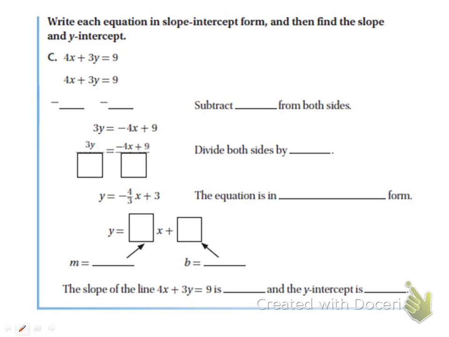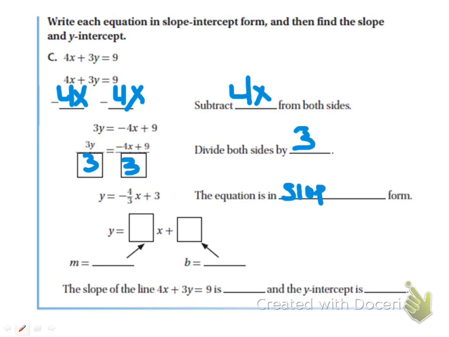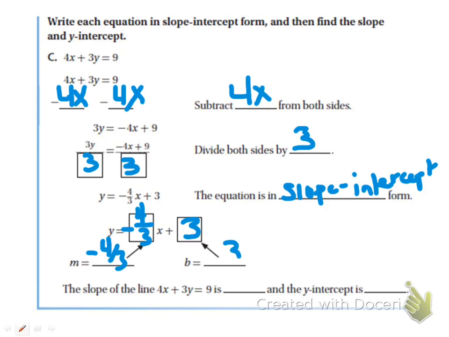Okay, looking at letter C, now we have to do the same thing. So we're going to subtract 4x from both sides. So now we have 3y equals negative 4x plus 9. To get y all by itself, I'm going to divide each side by 3. Whatever I do to one side of the equation, I have to do to the other. So now the equation is in slope-intercept form. I'm going to rewrite this as y equals negative 4/3 x plus 3. So my slope, m, is negative 4/3 and b is 3. So my slope is negative 4/3 and my y-intercept is 3.